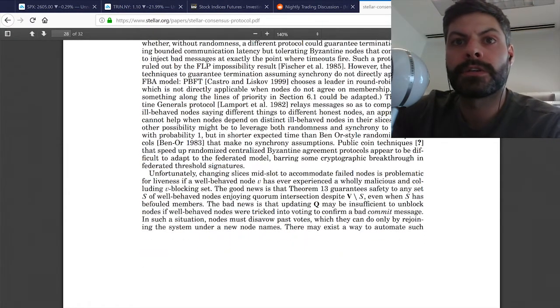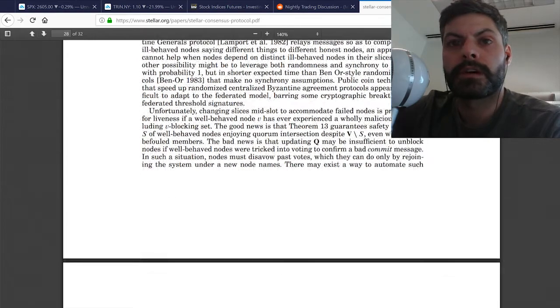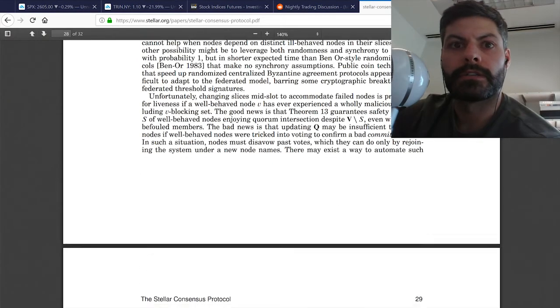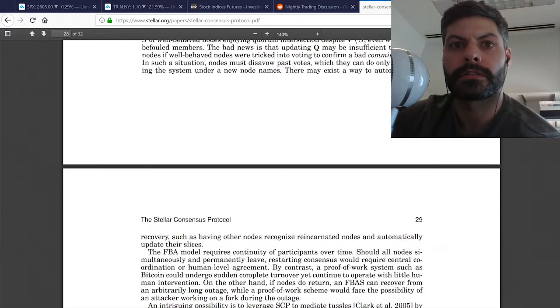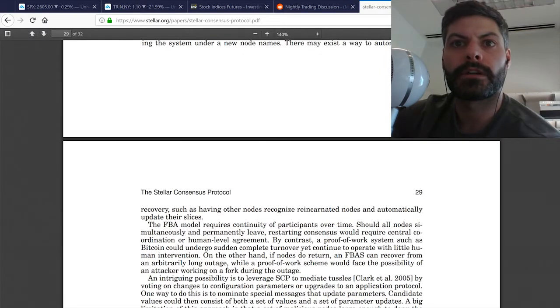In such a situation, nodes must disavow past nodes, which they can do only by rejoining the system under a new node name. There may exist a way to automate such recovery, such as having other nodes recognize reincarnated nodes and automatically update their slices. The FBA model requires continuity of participants over time. Should all nodes simultaneously and permanently leave, restarting consensus would require central coordination or human-level agreement.